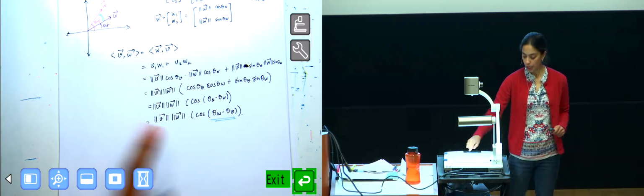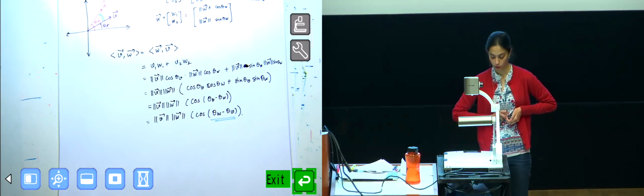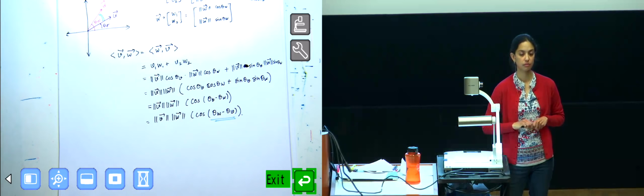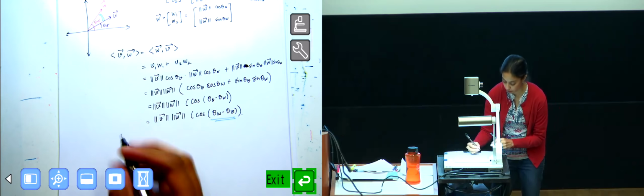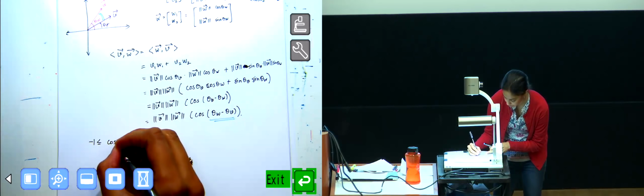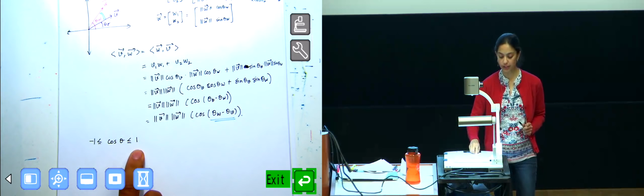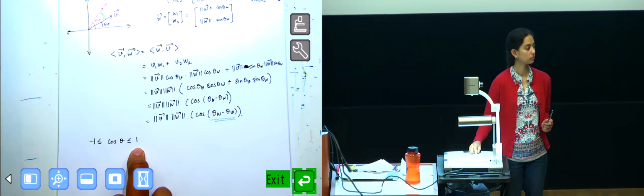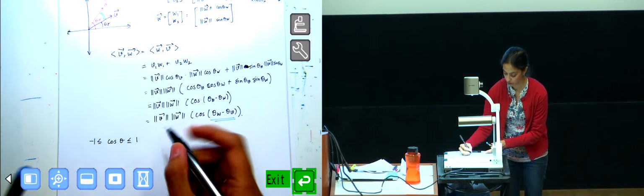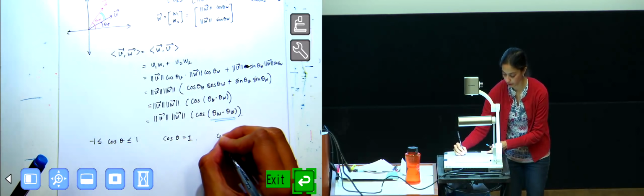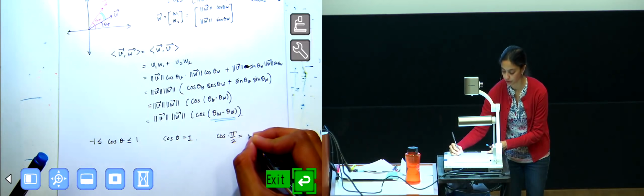And so, if I think about this inner product, what do the values of cosine go between? What is the largest value cosine can take? 1. What's the smallest value cosine can take? -1, right? So I always have this. And when does cosine theta equal 1? When theta equals 0, right? Cosine of 0 is equal to 1. And cosine of pi by 2 is equal to 0.